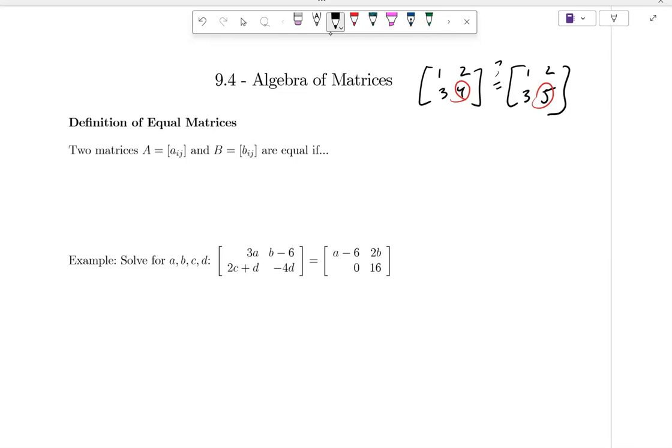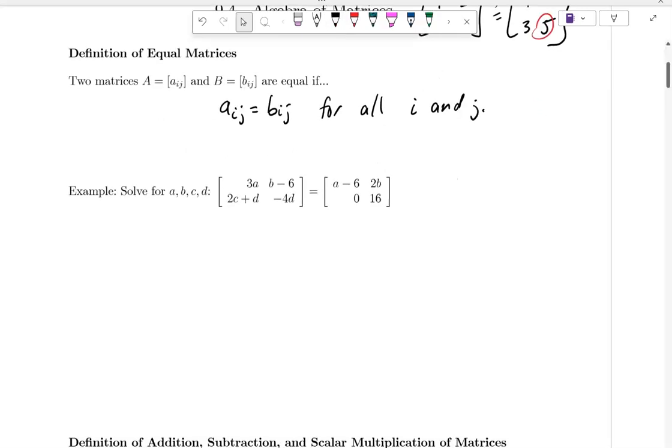So two matrices are equal if A sub ij equals B sub ij for all i and j. Okay. Every single entry has to be equal in order for matrices to be equal. Okay? So I'm not allowed to make one entry not be the same, but all the rest of them be the same. That doesn't work. They all have to be the same. So let's see if we can answer this first example.